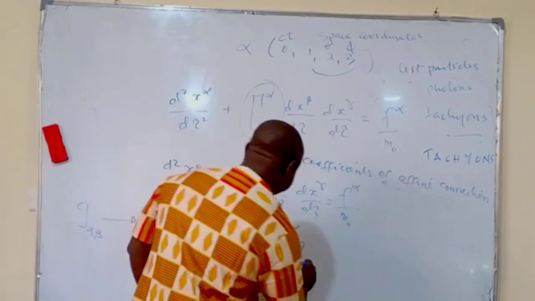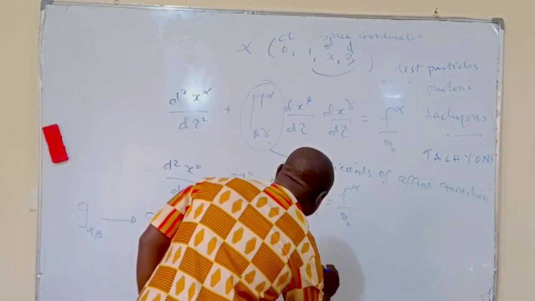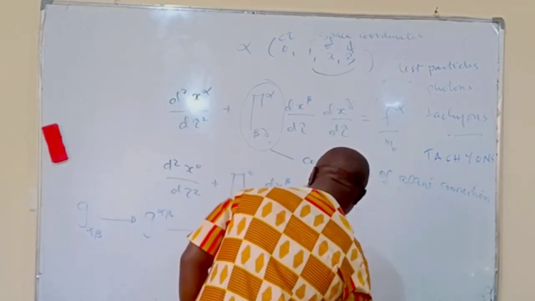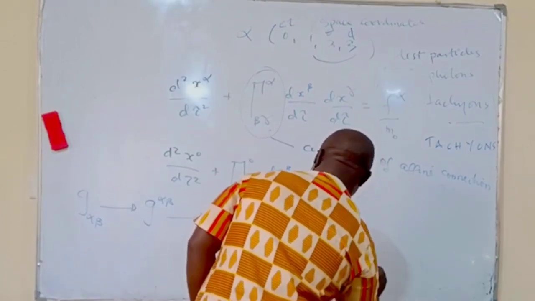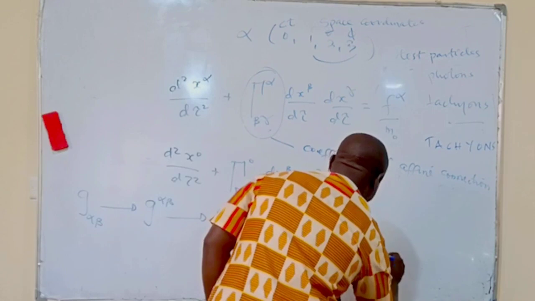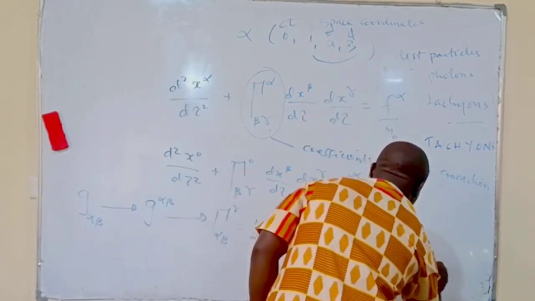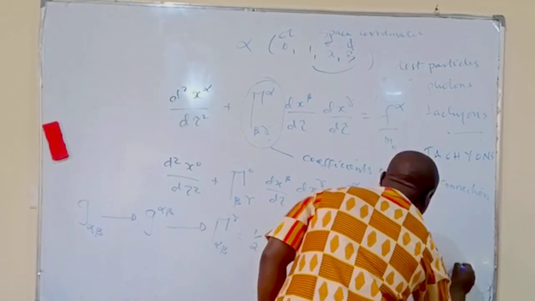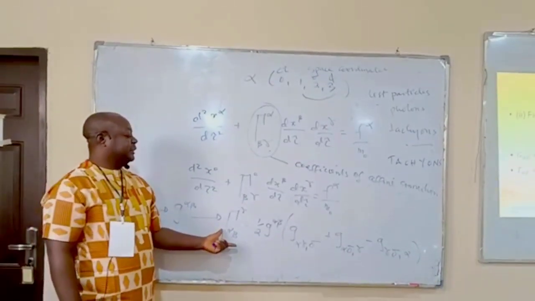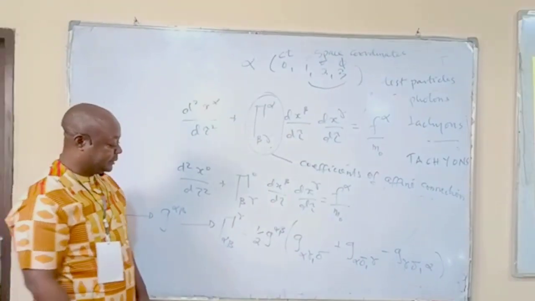G alpha gamma comma sigma plus G alpha sigma comma gamma minus G gamma sigma comma alpha. Okay, this is how you define the coefficients of affine connection.